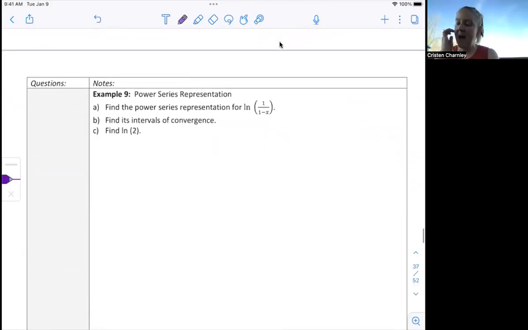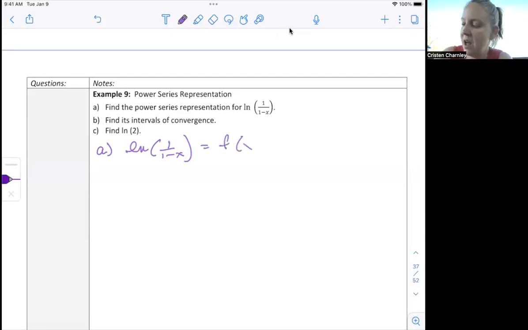Now we want to find the power series that's represented by natural log of 1 over 1 minus x. So what's going on here? These problems are kind of like proofs. If I have the natural log of 1 over 1 minus x, I know that's not anything directly with the power series. So what I'm going to do is find the derivative of this. So f of x is equal to natural log of 1 over 1 minus x.